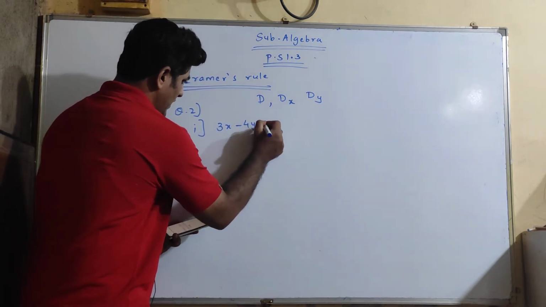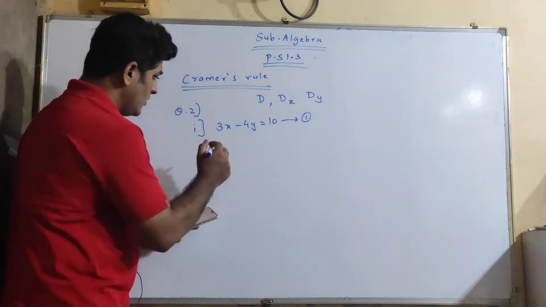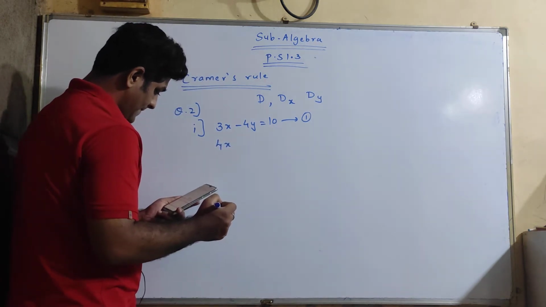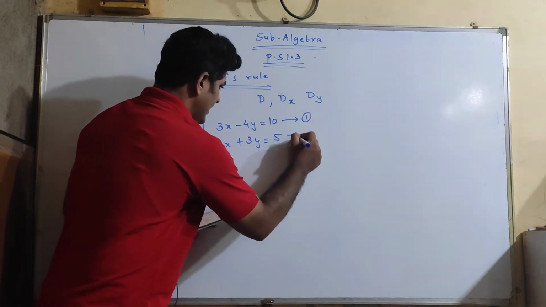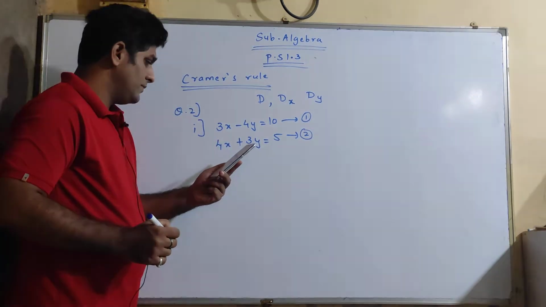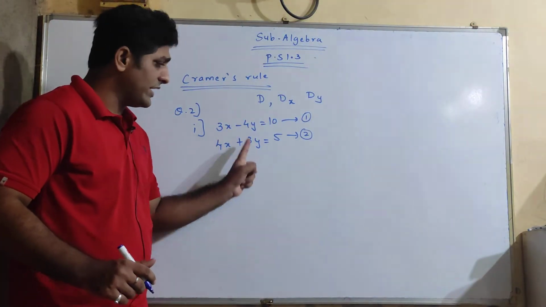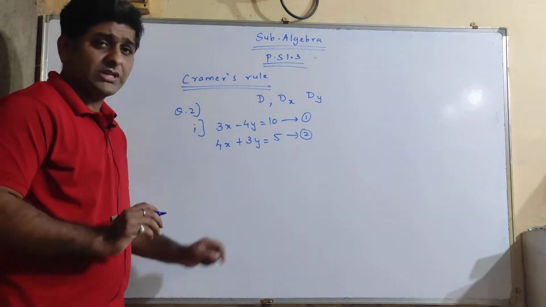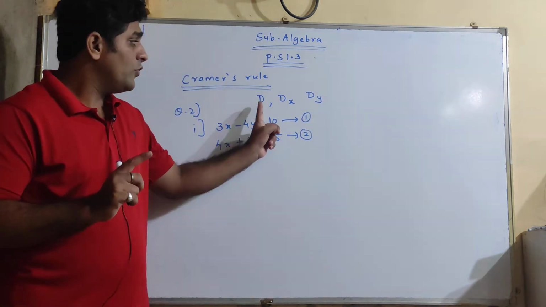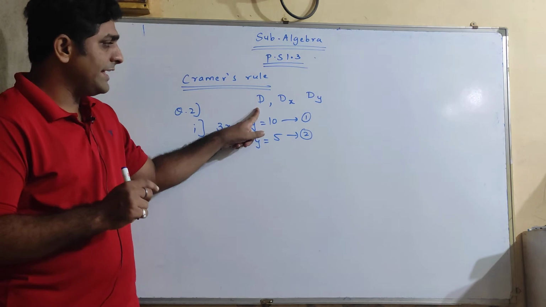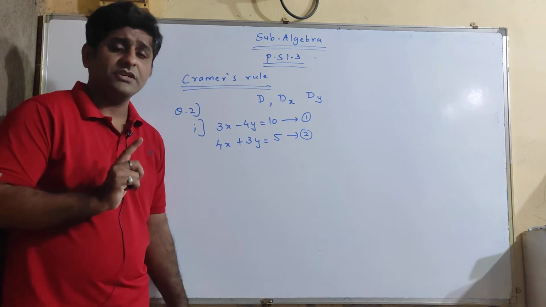3x minus 4y is equal to 10. Equation number 1. 4x plus 3y equals 5. Equation number 2. Right, students? So for these equations we are going to find the values of x and y using Cramer's rule. So the first step in Cramer's rule is to form three determinants, that is form D, Dx and Dy, and hence find the value of each determinant.